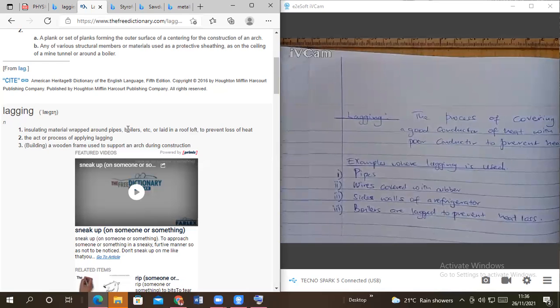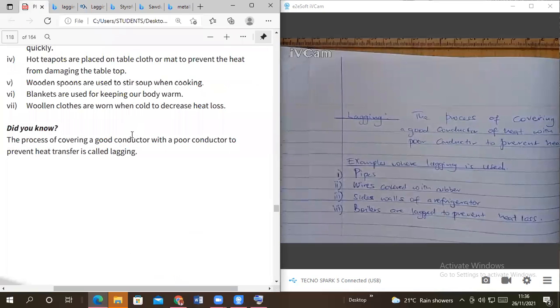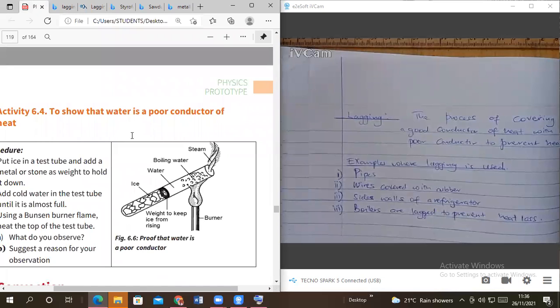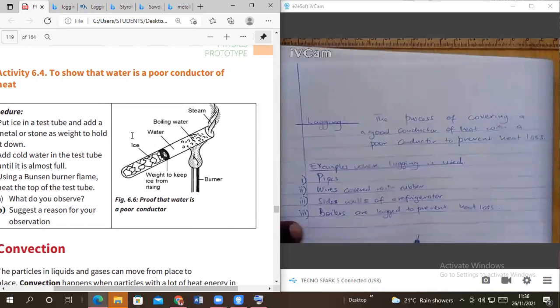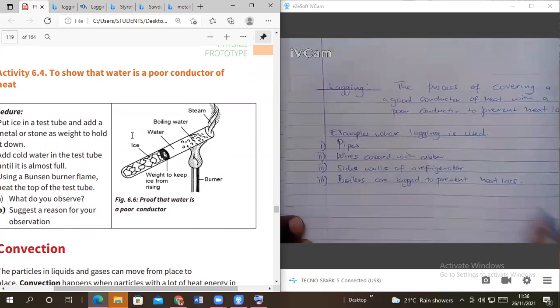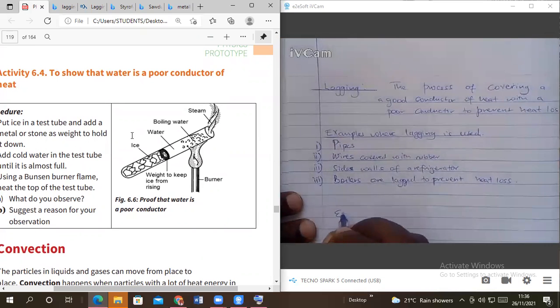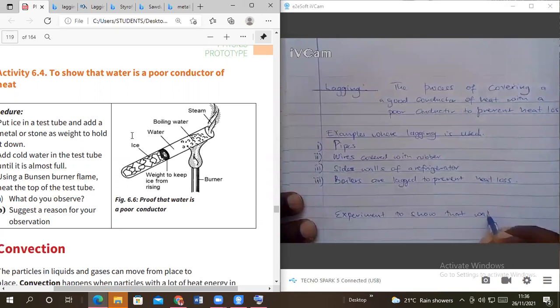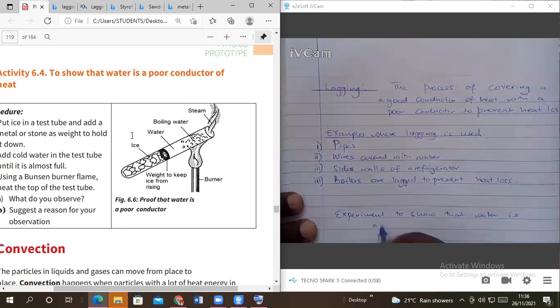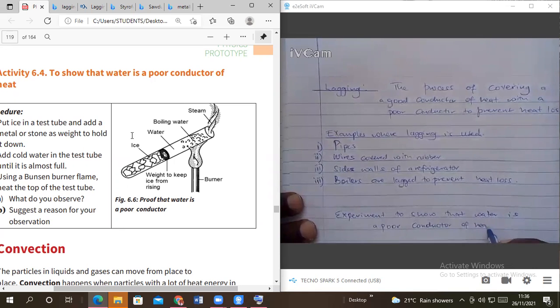Okay, so those are some of the examples of lagging. Now let us look at this experiment here. This is the experiment to show that water is a poor conductor of heat.